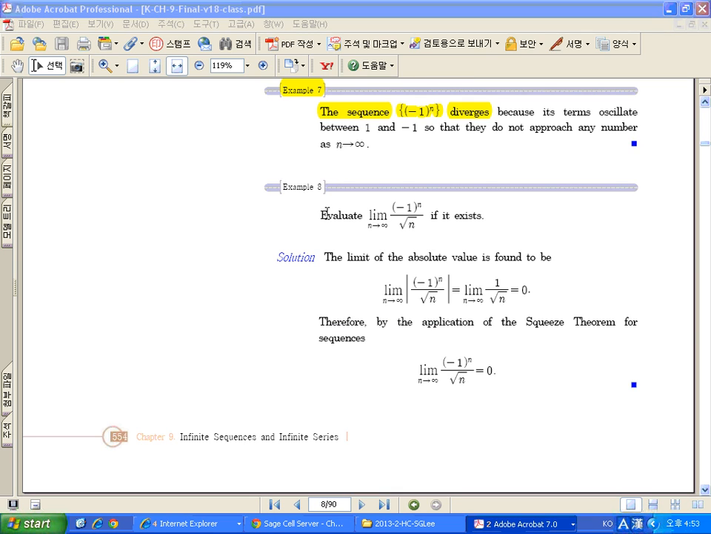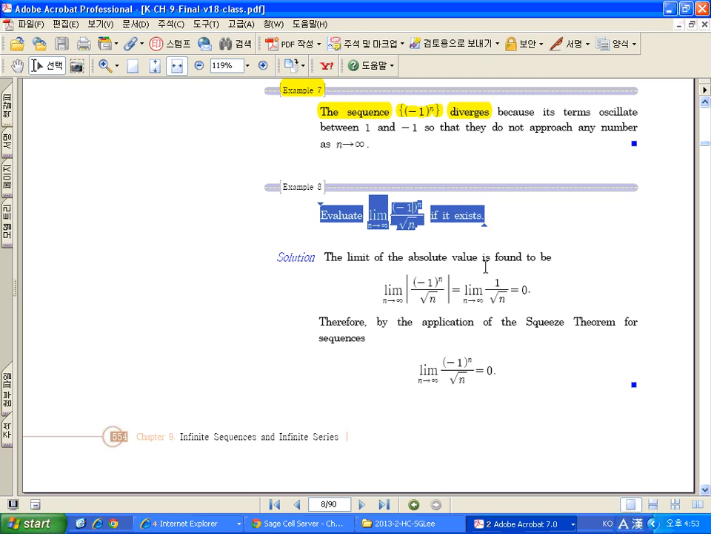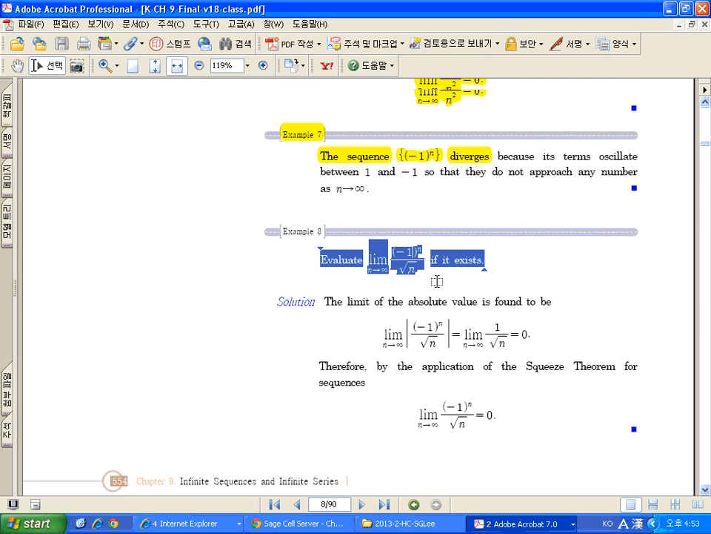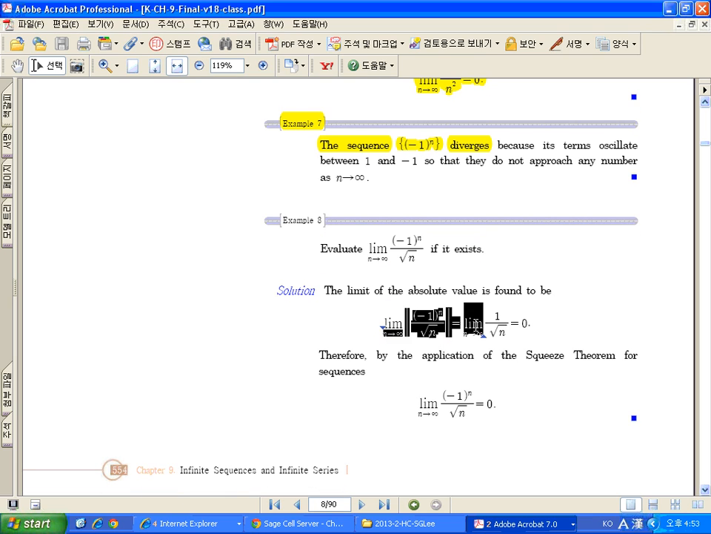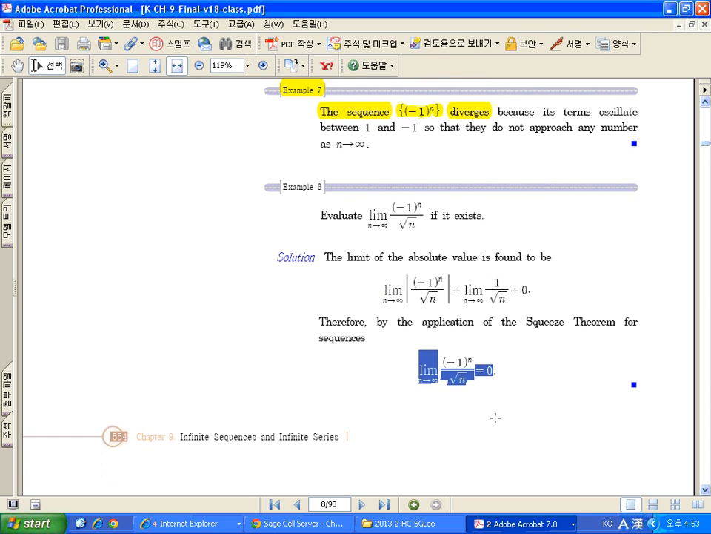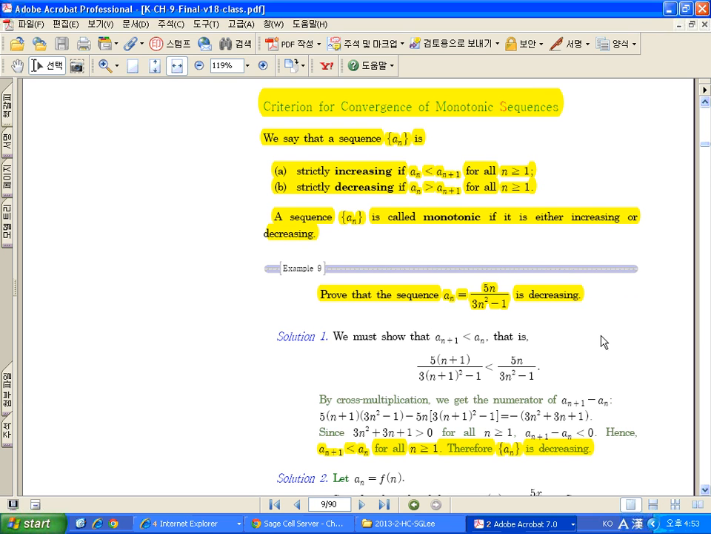Okay, this example 8 is one example of the squeeze theorem that we just mentioned. Since the limit of the absolute value of the terms converges to 0 as n goes to infinity, the original terms also converge to the same number by the squeeze theorem.